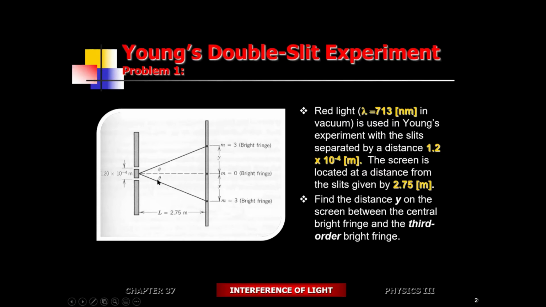And we are given this slit separation. So D is going to be this distance. D is the slit separation. The screen is going to be located at a given distance. L is going to be that distance. So what it says: find the distance, which is the letter Y, between the central bright fringe, which is going to be M equals 0, to the third order bright fringe. So the third order bright fringe means that you're looking at the third bright fringe. This is 0, there's going to be 1, there's going to be 2, and this is the third bright fringe that we will be looking at.